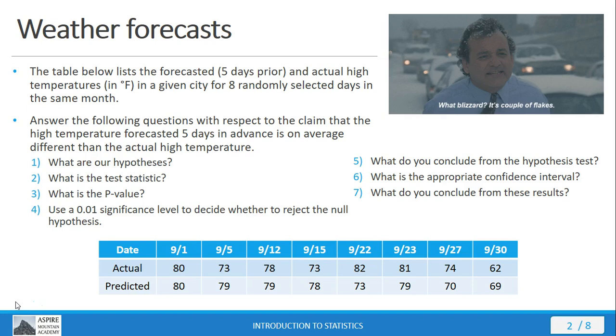Notice we've got the same standard questions that we're typically asked with these types of problems. The claim is that the high temperature forecasted 5 days in advance is on average different than the actual high temperature. And you want to talk about someone who got the weather wrong.